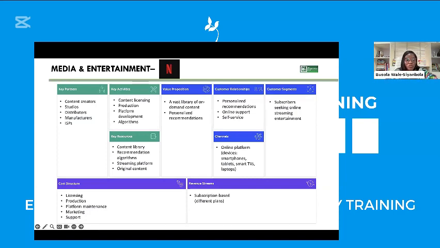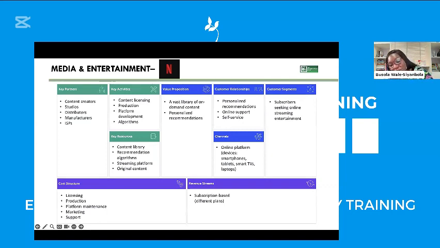Now, let's look at cost structure. Remember what I said earlier, that the key partners, key activities, and key resources are your cost elements, right? So things like licensing, production, platform maintenance, marketing, and support, all of these things that speak to these three categories are the things where you would expend money on, okay? They're your costs, the sources of your expenses, essentially. That's what your cost structure is speaking to.